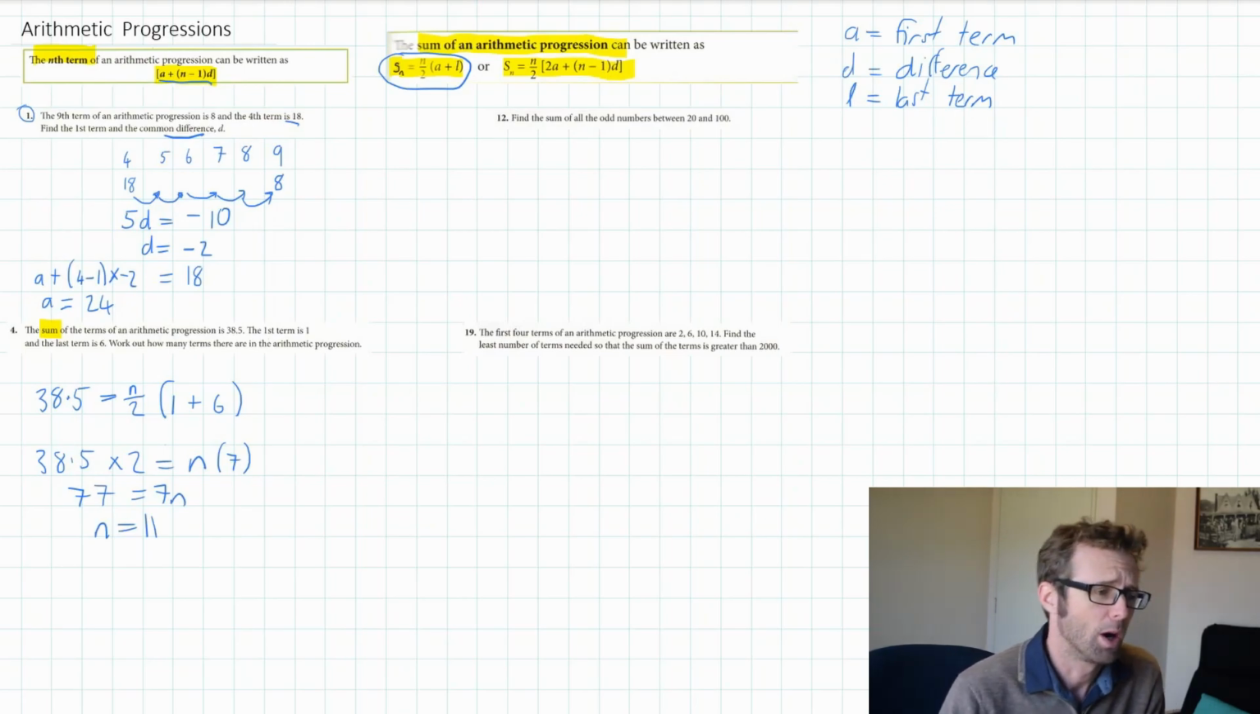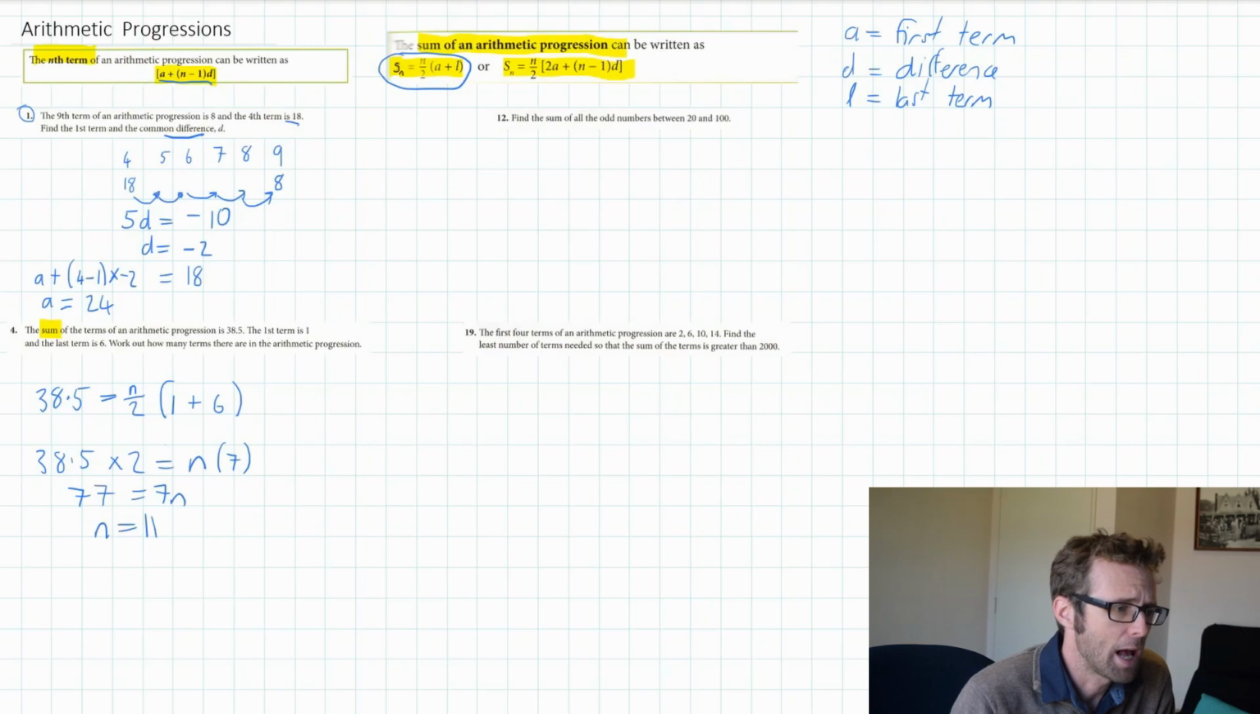Let's move on to number 12 now. Find the sum of all the odd numbers between 20 and 100. So we could do it the slow way. We've got 21 plus 23 plus 25, okay? But I'm not going to do that. I'm going to use, again, the same formula here.